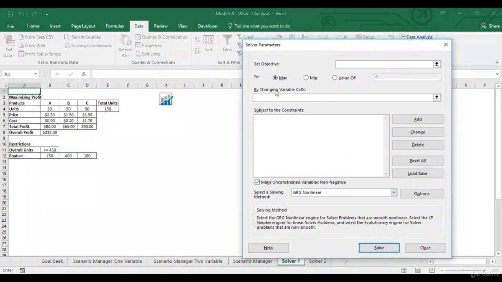Set objective: whether you want to maximize a particular dependent variable, minimize it, or keep it at a particular value. Then, by changing which variables. Over here you will specify the input variables or the location of the input variables. Then over here you will add the different constraints. We'll take this example so that all this is easily understandable. So let's look at it.